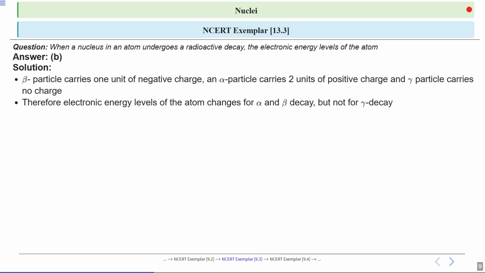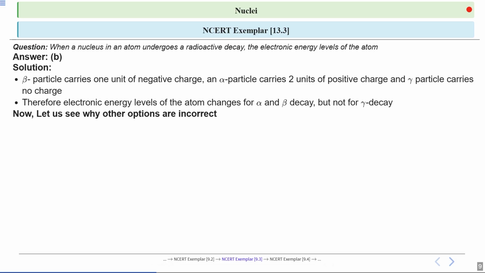Beta decay involves the conversion of a neutron into a proton or vice versa, which changes the atomic number but not the number of electrons. However, this can lead to a change in the electronic configuration due to altered atomic number. Gamma decay involves the emission of high energy photons without changing the number of protons or neutrons. Therefore, the atomic structure remains unchanged and the electronic energy levels are not affected. So, energy levels change in alpha and beta decay but not in gamma decay.